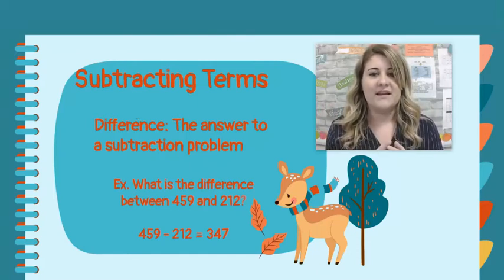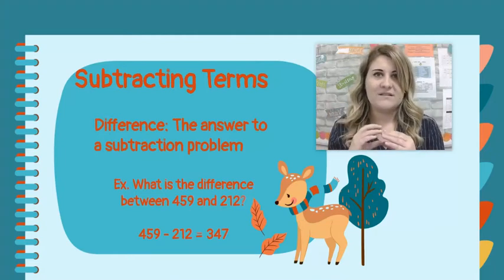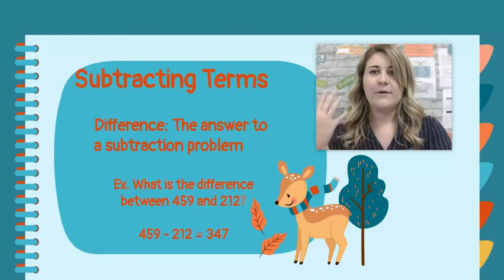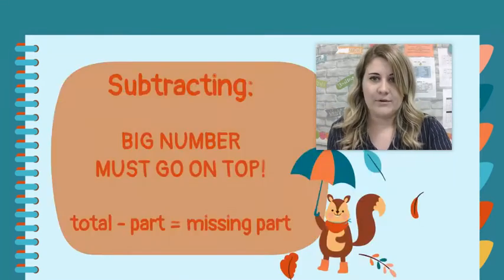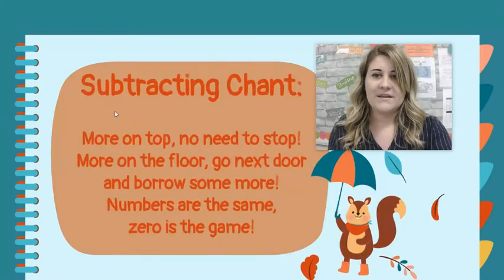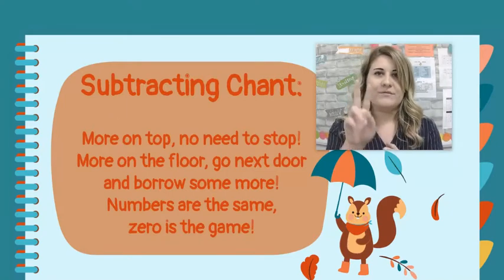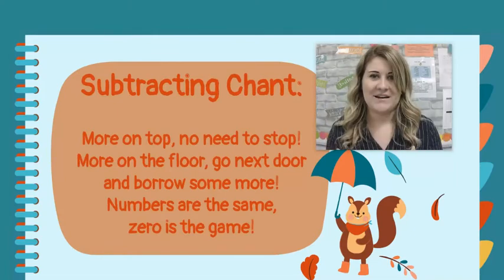Difference is finding how are these two numbers different. You're subtracting a smaller part from the total to find the missing part. Okay, so when you're thinking about subtracting, we are finding the missing part, the missing number. Always, you need to remember the big number does go on top. Always, always, always. So if you have a word problem and you have two numbers, you're always going to put the big number on top and subtract that way.